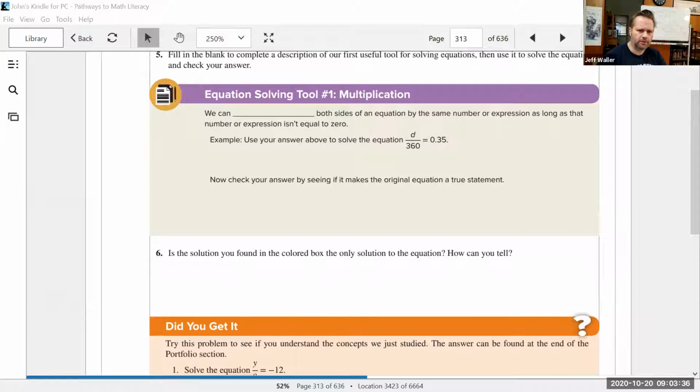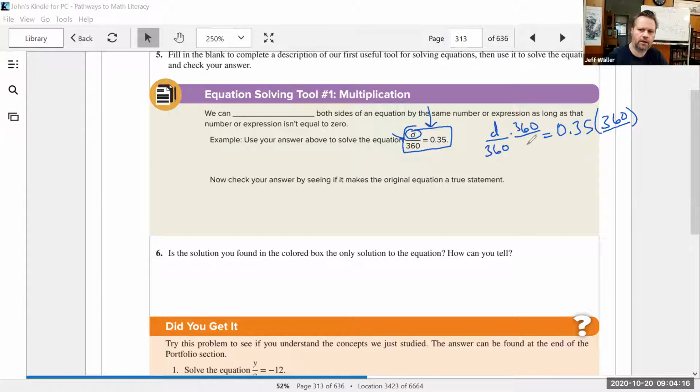This little problem in the purple here, how would I solve this problem? What would I do? Times 360. I love it. And you know you do that because this is division. I want my D by itself, so I'm going to undo what's being done. It's being divided by 360, so I have to multiply by 360. And whatever I do to one side, I have to do to the other side.